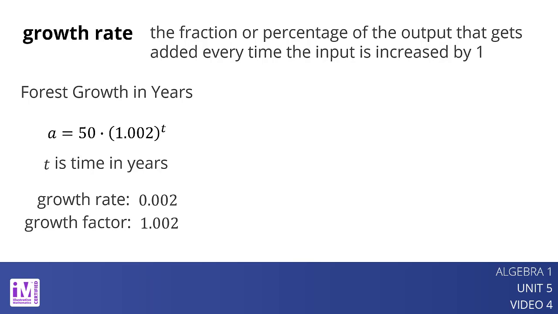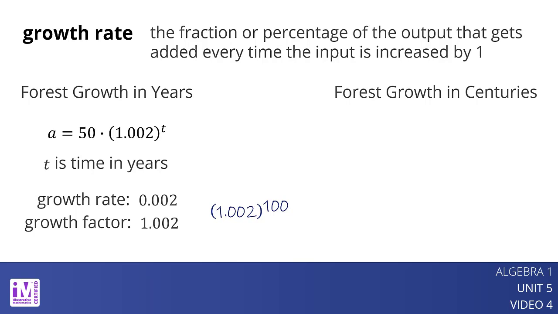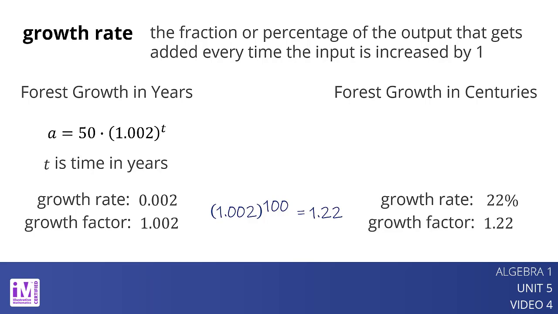Since 0.002 is such a small number, it may be difficult to tell from this function how quickly the forest is growing. We may find it more helpful to measure the growth every century. There are 100 years in a century. So to find the growth rate in centuries, we can use the expression 1.002 to the 100th, which is about 1.22. This means a growth rate of about 22% per century. Using C for time in centuries, the area of the forest can be expressed as A equals 50 times 1.22 to the C.